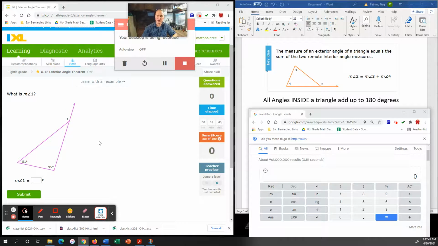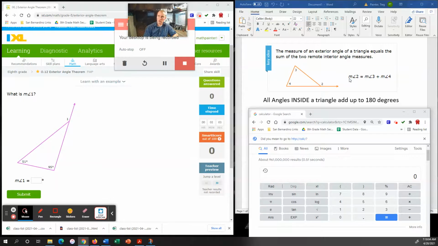Before we get started, let's take a look at our notes and see exactly what we are doing today. So to the right side, if you take a look at our notes, the key idea is here: the measure of the exterior angle of a triangle equals the sum of the two remote interior angle measures. So for an example, if we're looking for angle 2, we're going to add up angle 3 and angle 4.